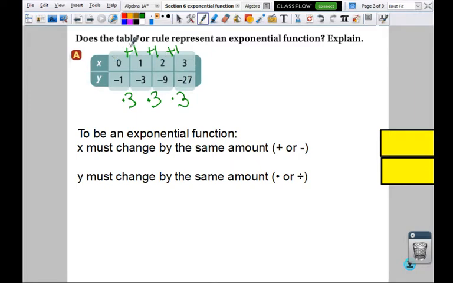Do my x's change by the same plus amount? Yes. Plus 1, plus 1, plus 1. Do my y's change by the same times amount? So this is exponential. I'm going to say yes. For the first part of the homework, we're just saying yes or no. And I'm going to abbreviate exponential as EXP.